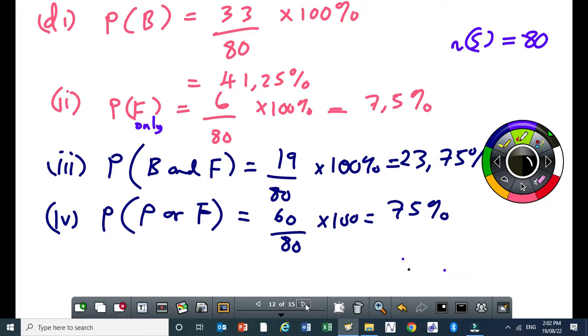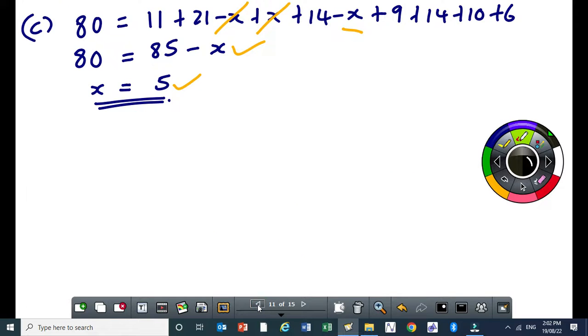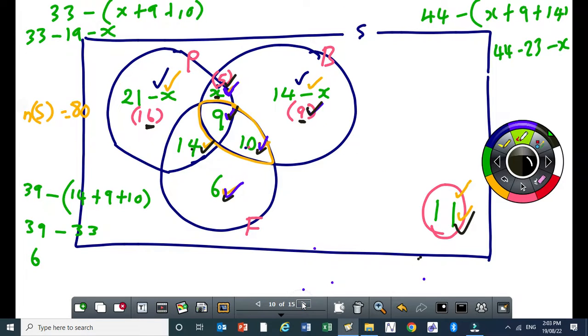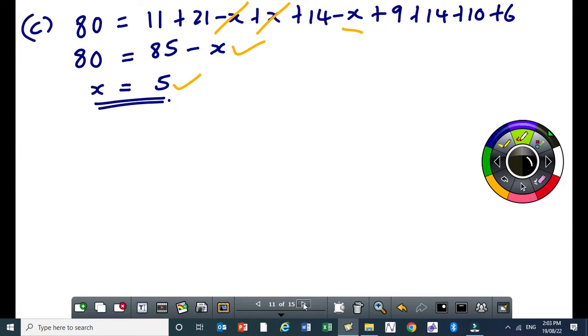Steak and fried chicken. It says non-burgers and fried chicken. About this one here. These are fried chicken. How many burgers and fried chicken? Sorry, is this the intersection here?